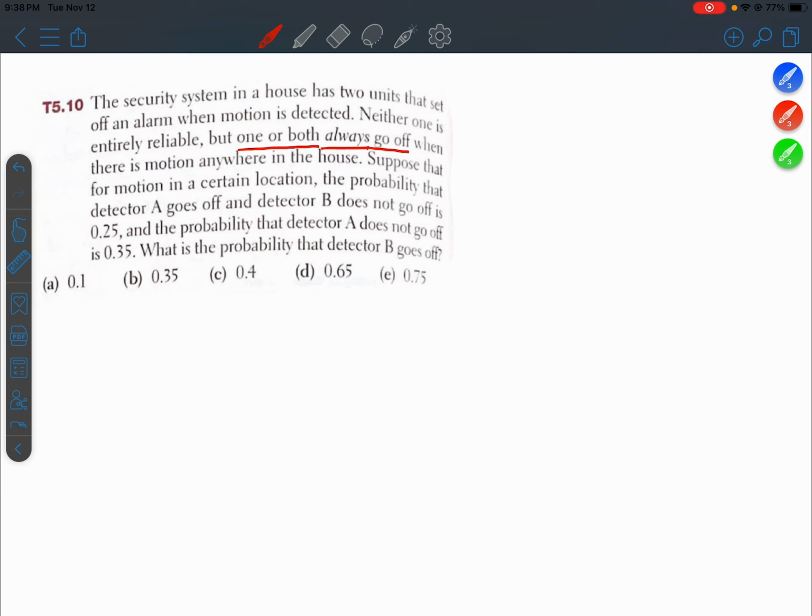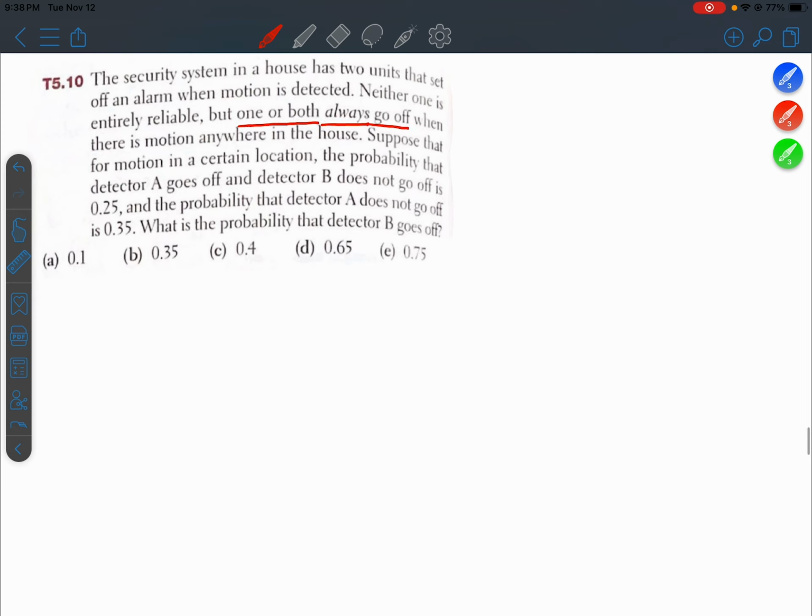Suppose that for motion in a certain location, the probability that detector A goes off and detector B does not go off is 25%. And the probability that detector A does not go off is 35%. What's the probability that detector B goes off?